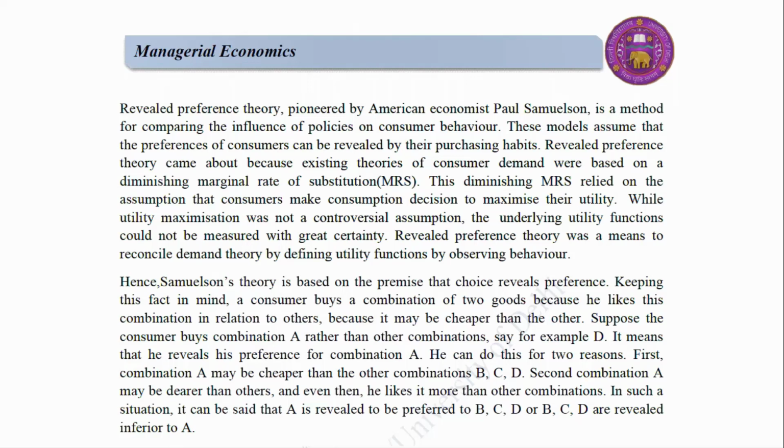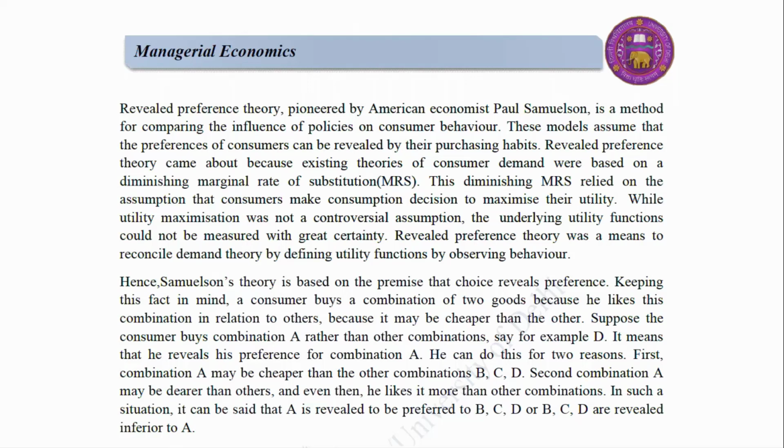Revealed preference theory came about because existing theories of consumer demand were based on diminishing marginal rate of substitution. This diminishing MRS relied on the assumption that consumers make consumption decisions to maximize their utility. While utility maximization was not a controversial assumption, the underlying utility functions could not be measured with great certainty. Revealed preference theory was a means to reconcile demand theory by defining utility functions by observing behavior. Hence, Samuelson's theory is based on the premise that choice reveals preference.